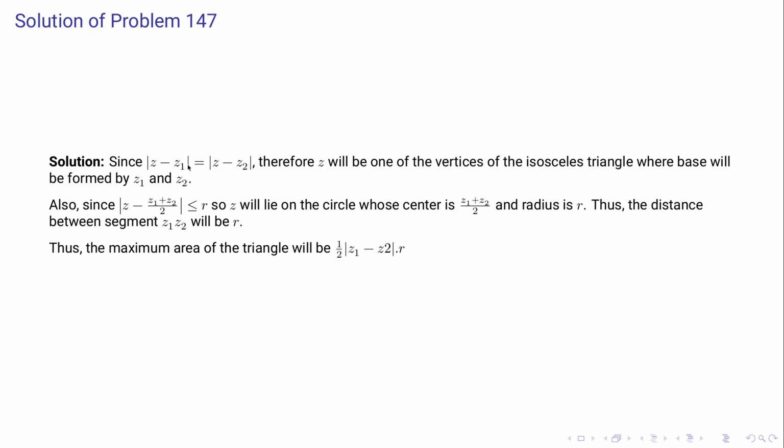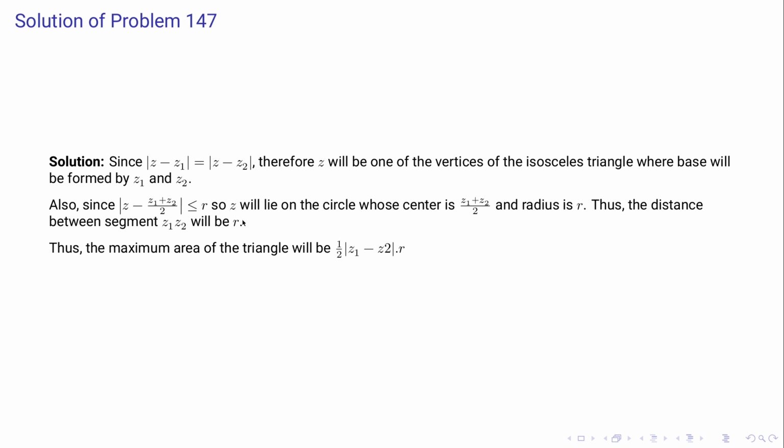Now we have two equations. The first one is mod of z minus z1 is equal to mod of z minus z2. This represents an isosceles triangle where z is the vertex, while the base will be formed by z1 and z2. Now, since the base is formed by z1 and z2, the midpoint would be (z1 plus z2) by 2. Now we are also given that mod of z minus (z1 plus z2) by 2 is less than or equal to r. So this represents the interior part of a circle with center (z1 plus z2) by 2 and radius r.